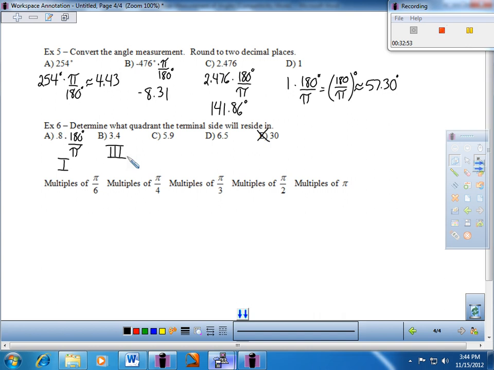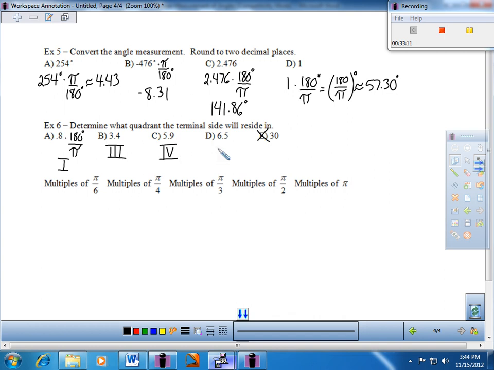5.9 I have as quadrant 4. Again, we'll talk about what separates 3 and 4 and go from there, but it should be in quadrant 4, a little below the 2 pi radians. Remember, 2 pi would be about 6.28 radians, give or take, and 5.9 is just a little below that.